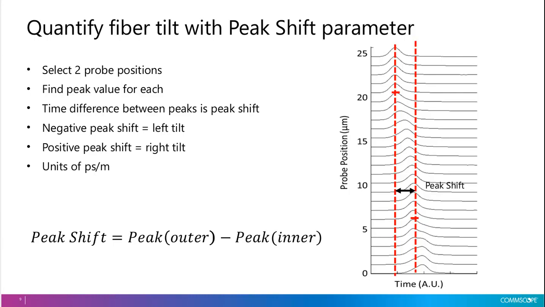So if we have a negative number for peak shift, that's going to correspond to a left tilt fiber. If peak shift is positive, that's going to be for a right tilt fiber. And the absolute value of peak shift corresponds to the strength of the tilt. So if you have a large negative number for peak shift, that's a strong left tilt. A large positive number would be a strong right tilt. And if these 2 pulses are aligned in time, they arrive at the end of the fiber at the same time, peak shift would be 0. That would imply low modal dispersion and high modal bandwidth.